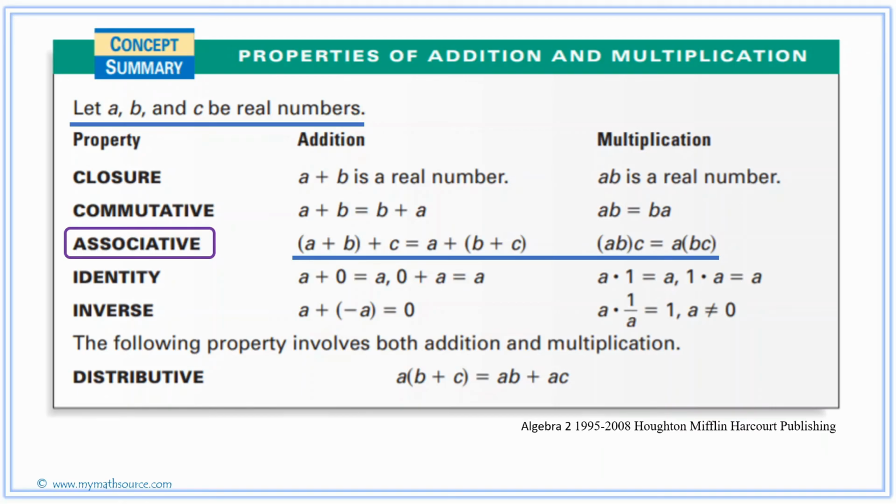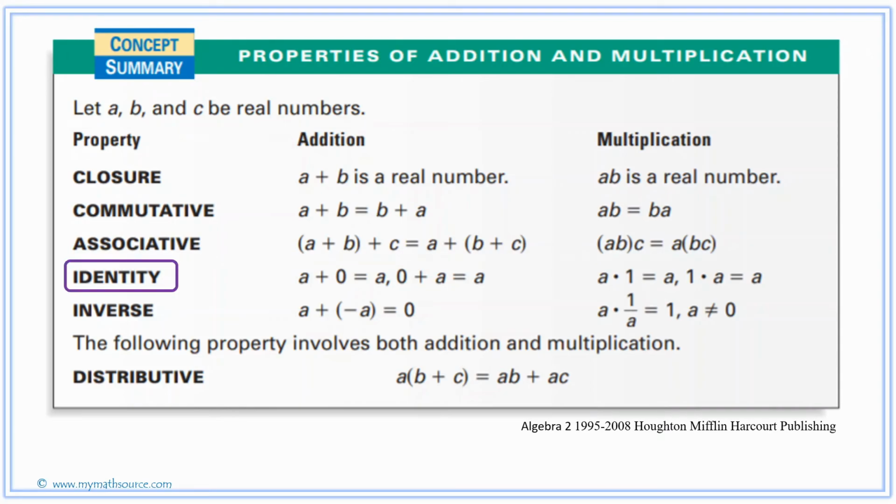The same can happen with multiplication. I can have 2 times 3 times 4, and I could say 2 times 3 first, which will give me 6, and 6 times 4 gives me 24. Alternatively, I could have 2 times 3 times 4, and I can multiply the 3 times the 4, and then multiply the 2 to get 24.